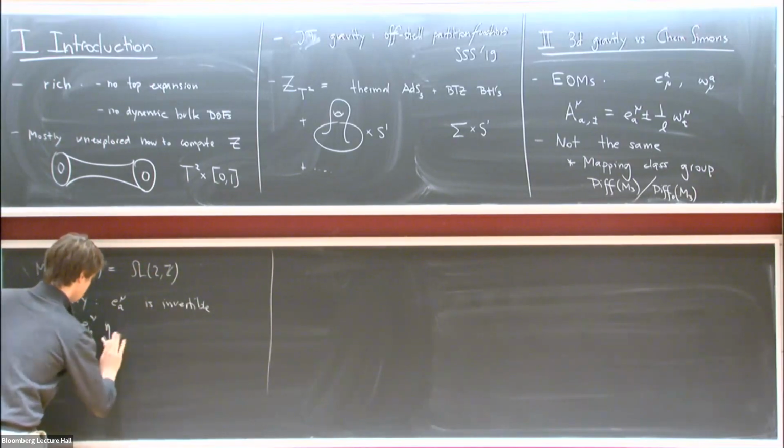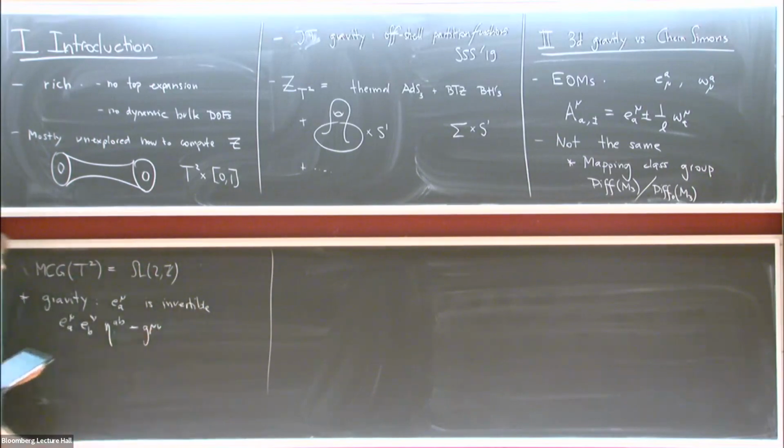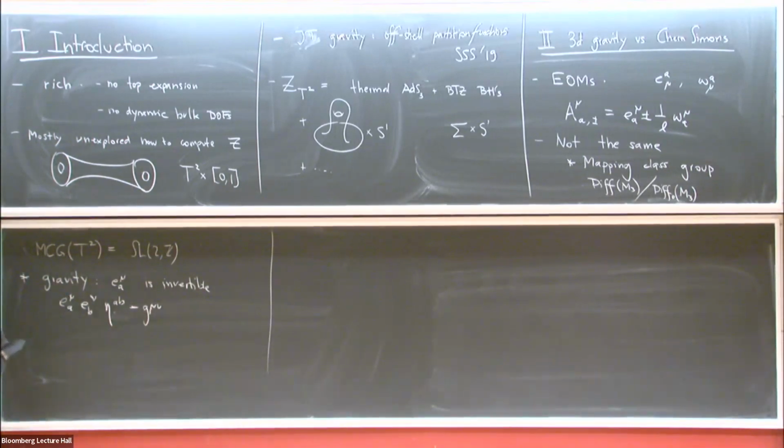Sorry, A B is G mean. So this dreibein makes up the metric, and the metric should be non-degenerate, and so similarly the dreibein should be invertible. And again, in the gauge theory description, there's no reason why this should be the case. Okay, so these are the two differences. I'm sure you can find more, but these will be the relevant ones for this talk.